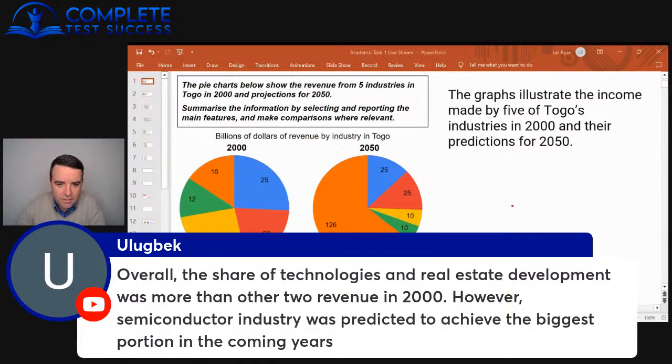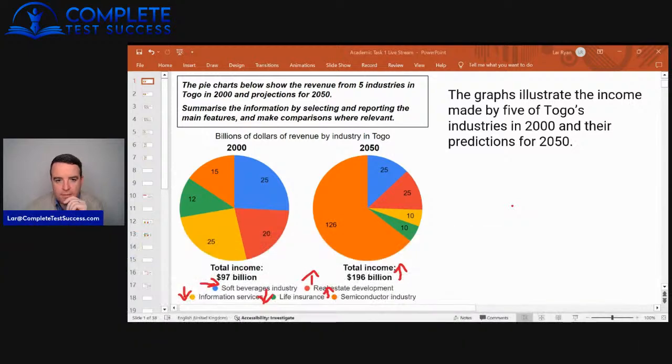Overall, the share of technologies and real estate development was more than the other 2 revenues in 2000. Okay, yeah, because we're looking at predictions. You're right. Okay. So we do need to divide that up. That's very true. I'm after missing that mark there. You're dead right.